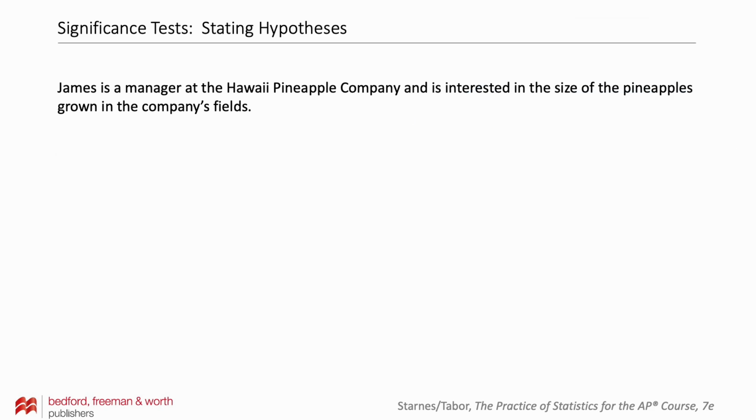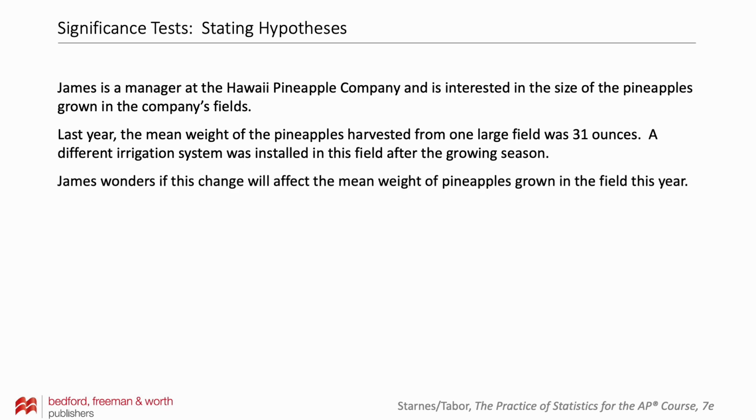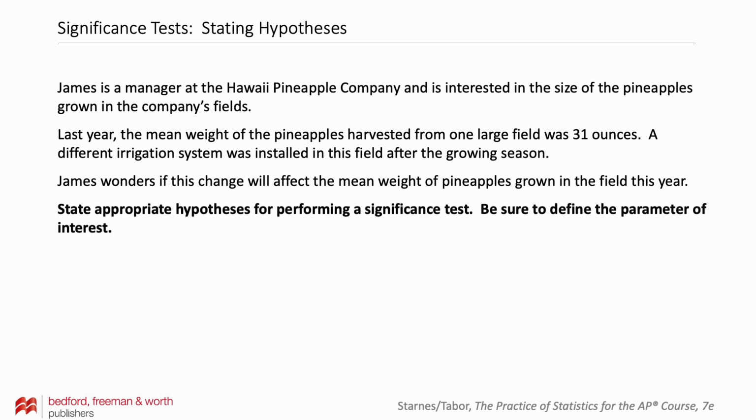So let's look at this problem and see if we can come up with the null and the alternative. James is a manager at the Hawaii Pineapple Company and is interested in the size of the pineapples grown in the company's field. Last year, the mean weight of the pineapples harvested from one large field was 31 ounces. A different irrigation system was installed in the field after the growing season. James wondered if this change will affect the mean weight of pineapples grown in the field this year. State the appropriate hypotheses for performing a significance test. Be sure to define the parameter of interest.